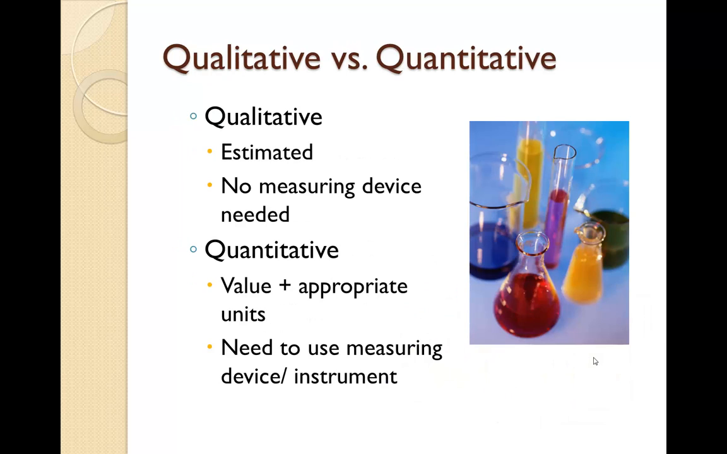Let's look at qualitative and quantitative a little bit closer. Qualitative is an estimation. You don't need any measuring device to do this. It could be dependent on color. It could be talking about the odor. Quantitative, however, is a value in the appropriate units, such as length or perhaps weight. You need to use a measuring device or an instrument to perform these properties.